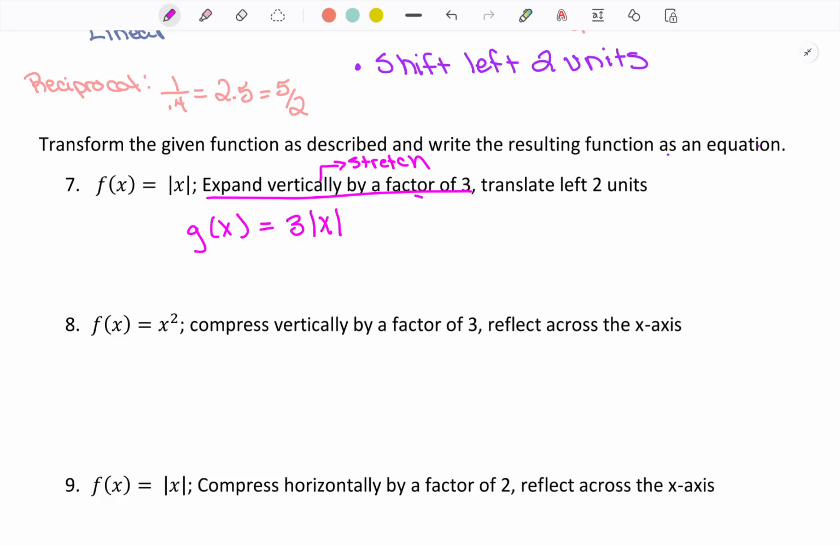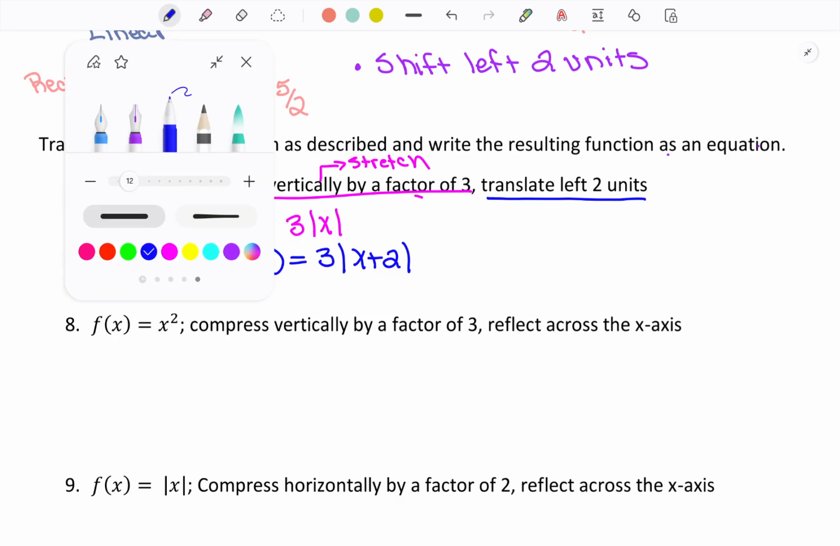And then we're going to translate to the left 2 units. So g of x is going to equal 3. And then since we're going left 2 units, this is going to be x plus 2. And there we go. So that's all we need to do to it.